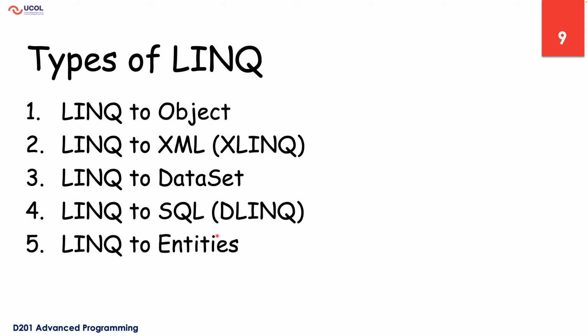So we have different types of LINQ: LINQ to Objects, LINQ to XML, LINQ to DataSet, LINQ to SQL, and LINQ to Entities. When we talk about database development, we will be talking about LINQ to Entities and LINQ to DataSet. That we will discuss when we discuss database development in C#. But today we are going to talk about LINQ to Objects and LINQ to XML.